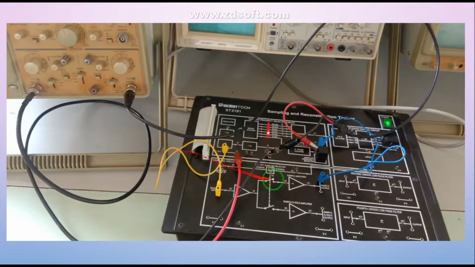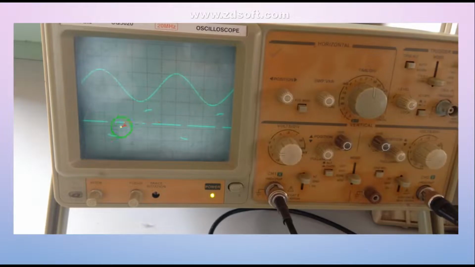After this, we are going to connect the second channel in order to observe the output of this sampler, and we have connected it to the natural sampler. So there are two channels now. Keeping the mode on dual channel, you will get a waveform like this one. See, this is your input signal and this is the output of your natural sampler.